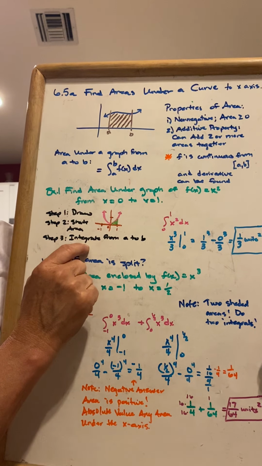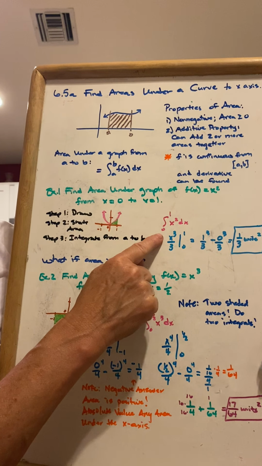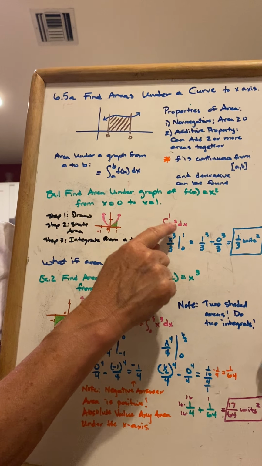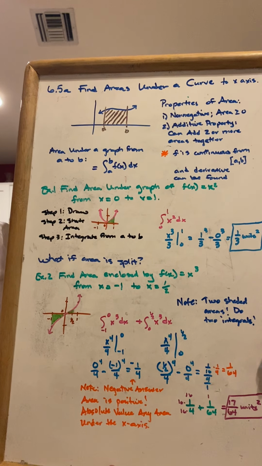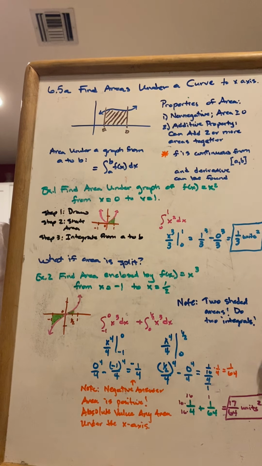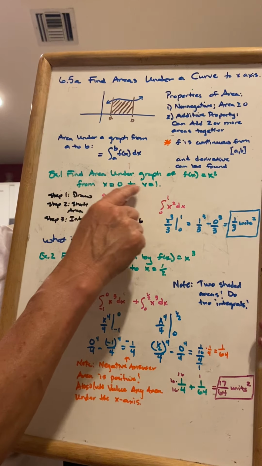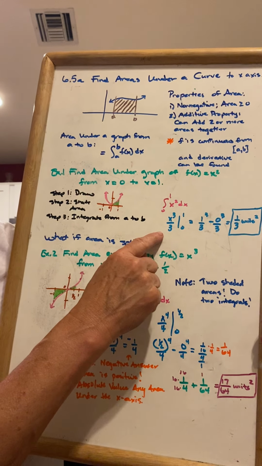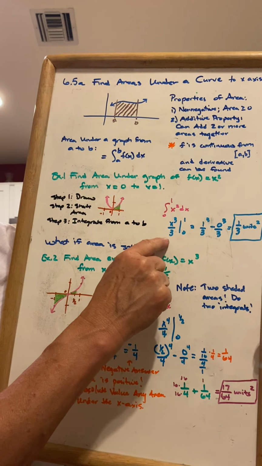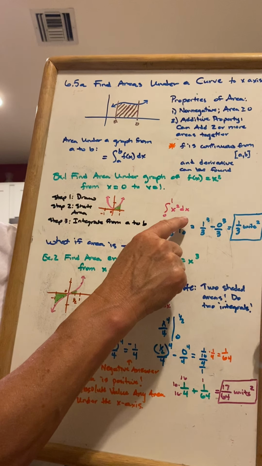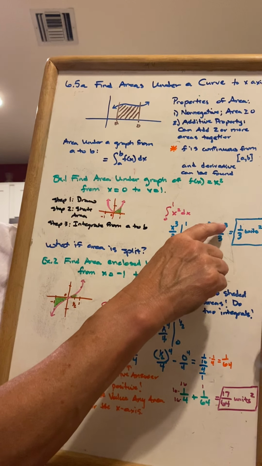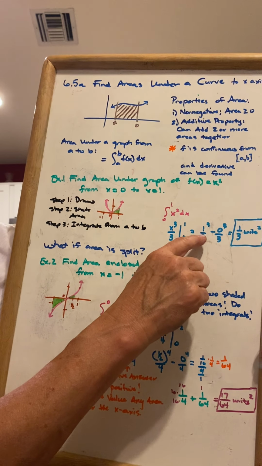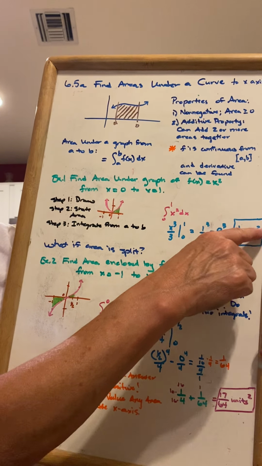Step 3, integrate from a to b. So I put it here for my integral from 0 to 1 of x squared dx. So I highly suggest you draw a picture, shade it, show where the shaded areas are, and then find where you're doing it. And this time it was given 0 to 1. So I integrate x squared. I get x cubed over 3 from 0 to 1. I place in my numbers, just like we did on definite integrals: 1 cubed over 3 minus 0 cubed over 3. 1 cubed over 3 is 1/3, minus 0 is 1/3 units squared.